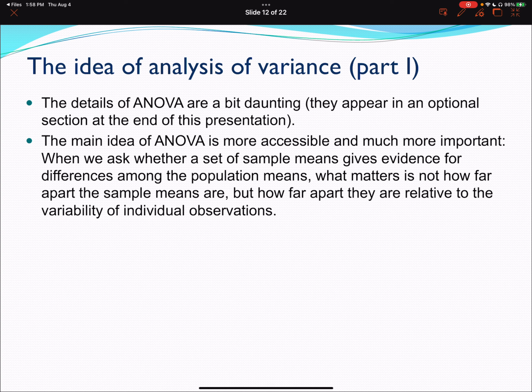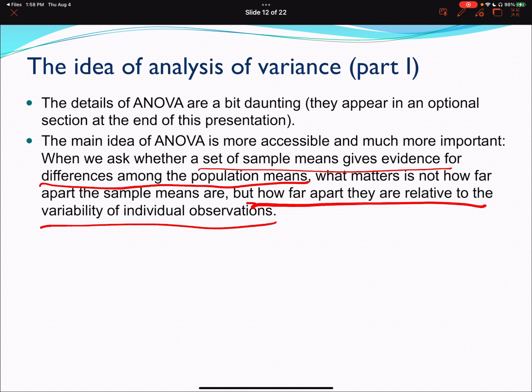And that is, when we ask whether a set of sample means gives evidence for differences among population means, what matters is not how far apart the sample means are, but how far apart they are relative to the variability of individual observations. So in analysis of variance, we're looking at the variability. So here's the main idea.